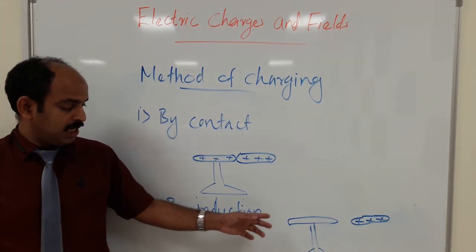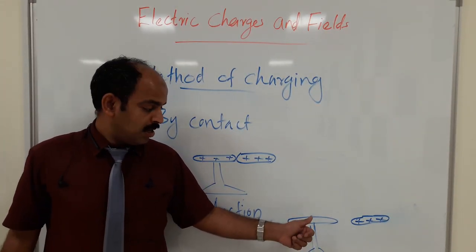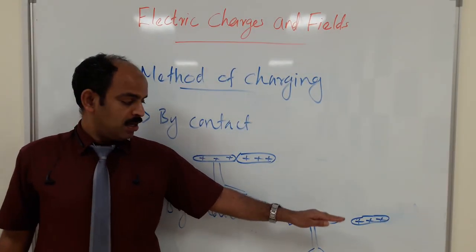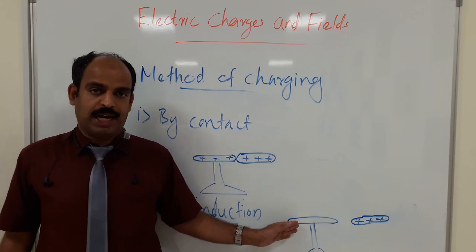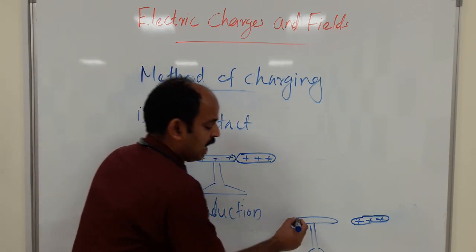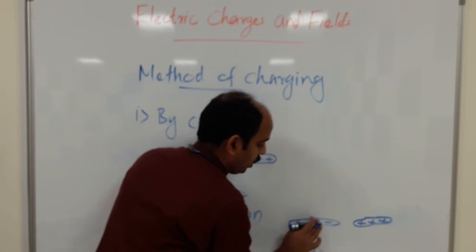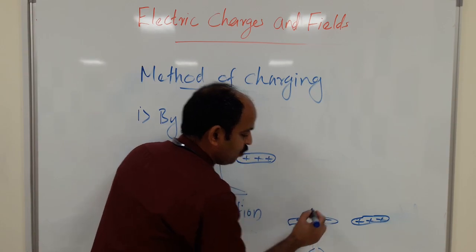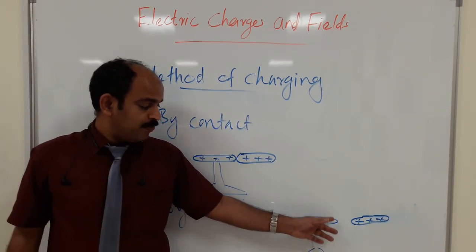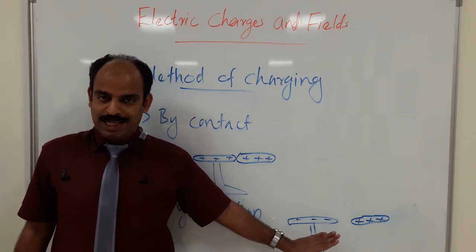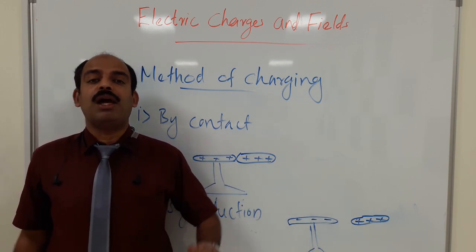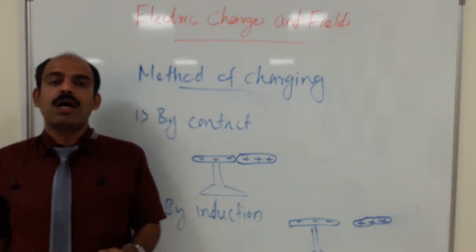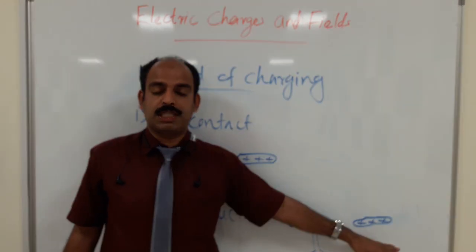So by induction, a material can be charged by bringing a charged body near it without direct contact, so that an opposite charge is induced on the other body. Here we brought a positive charge, so a negative charge is induced on it. The advantage of this method is that we can charge many objects with the same charged body.